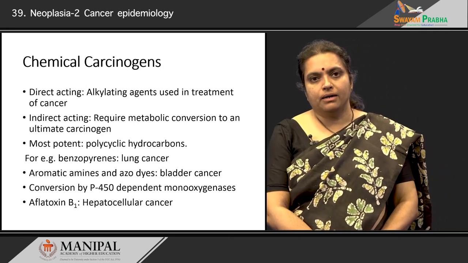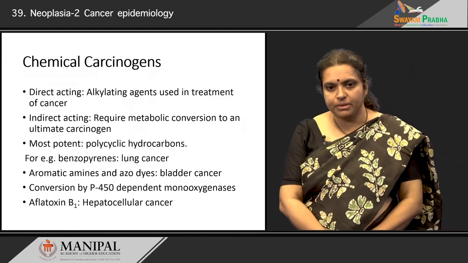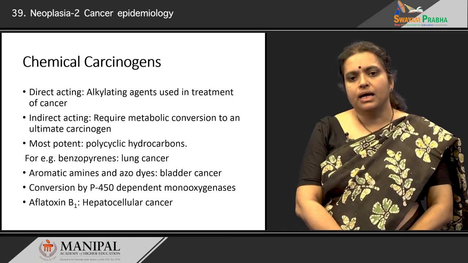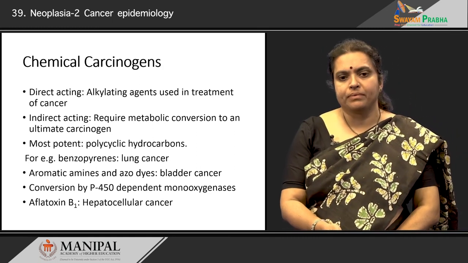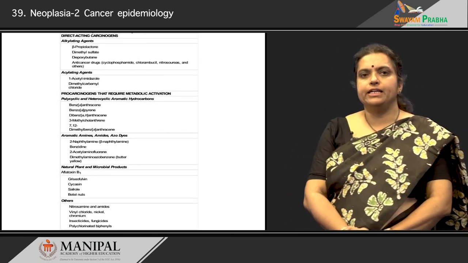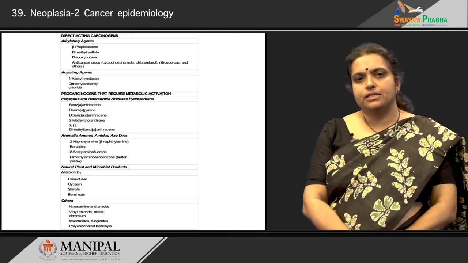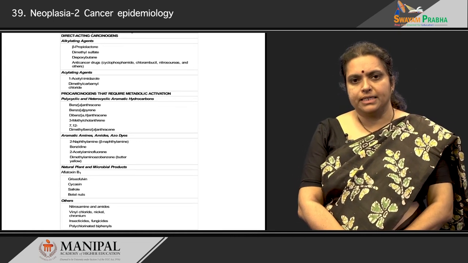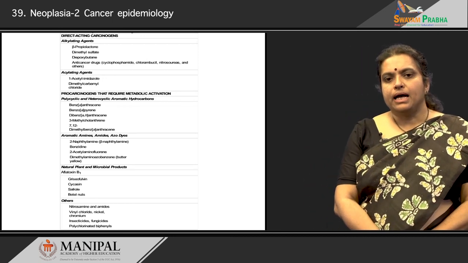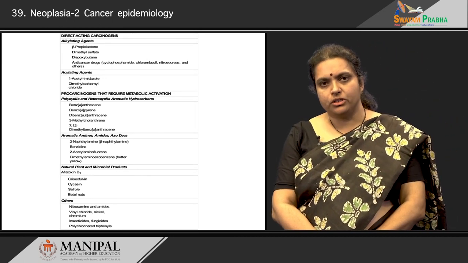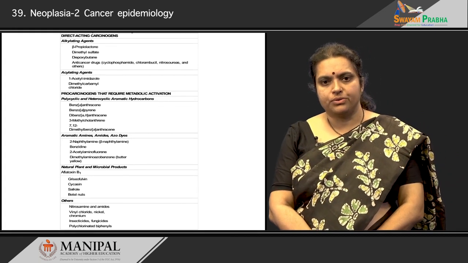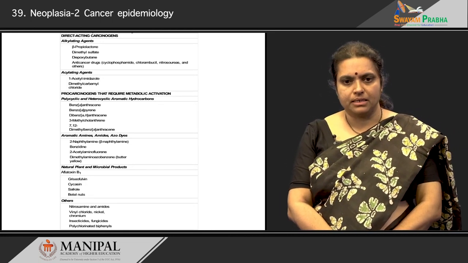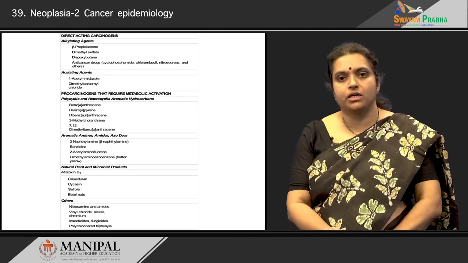Now, there is also another substance called aflatoxin B1, which can grow in improperly stored nuts and so on, and this can cause hepatocellular cancer. Here is a list of all the agents that we know of which could cause cancer, either directly acting, such as the alkylating agents and the acylating agents, or the ones that require metabolic activation. They are also known as the procarcinogens, which include the polycyclic and aromatic hydrocarbons, the aromatic amines, and natural plant products such as aflatoxin, which I already mentioned.